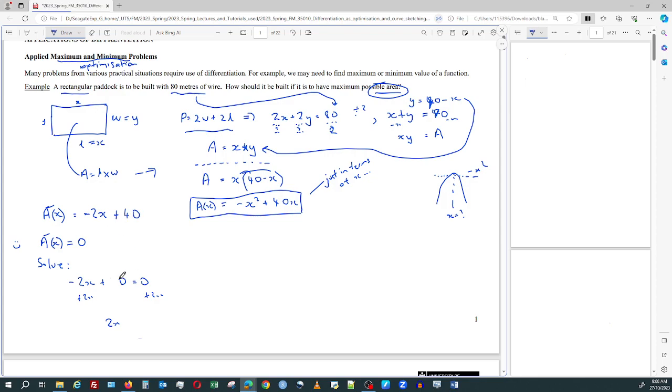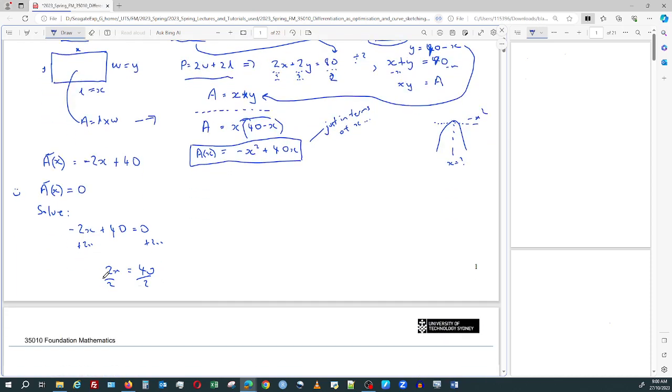Assigning that all to 0. So 2x is equal to 40. That's a bit better, isn't it? So dividing by 2 again, x will be equal to 20. So that value is 20. At x equals 20, we get our maximum value.